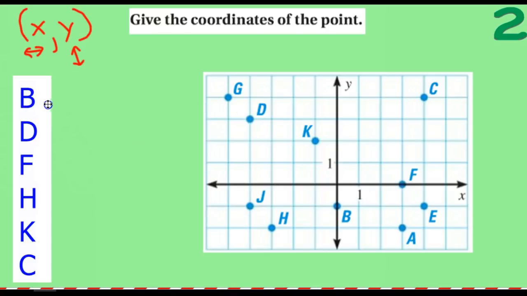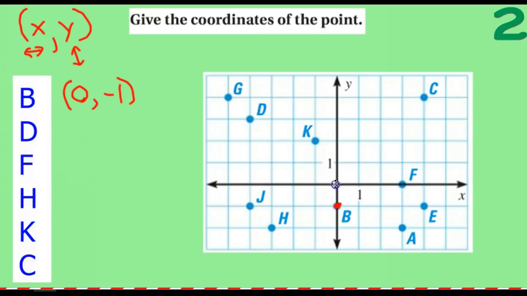Well, let's look for B first. I found B, it's right here. This is our point. Now we got to look to see where it's going on the x-axis or side to side. It's not going anywhere on the x-axis because we just go down. So our first point, our x, is going to be 0. But we do go down negative 1.